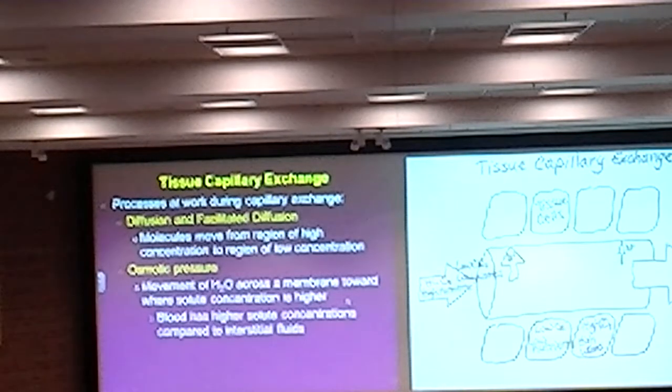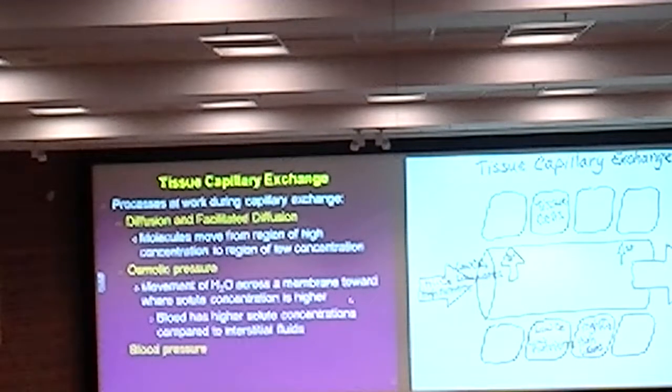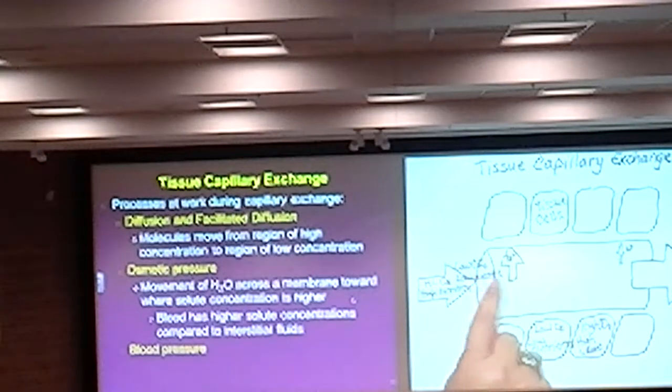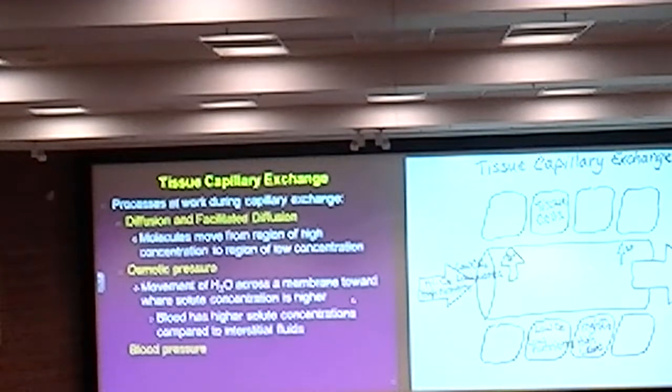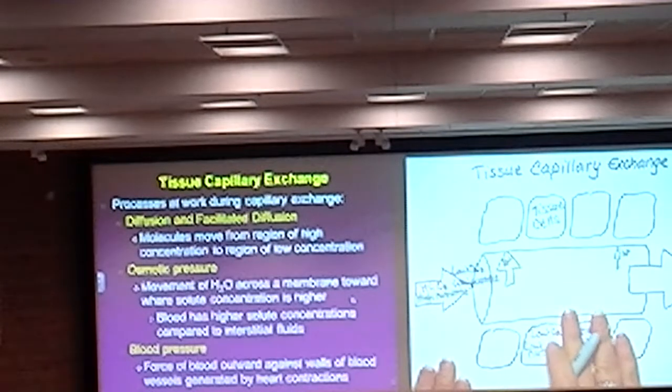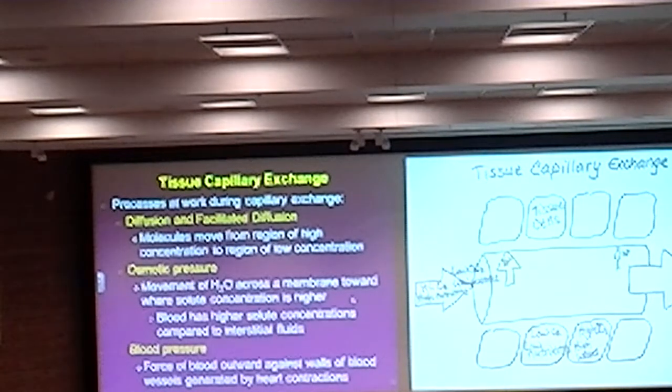Okay? Another force that can move things across membranes in the capillaries is blood pressure itself. We've got this blood pressure pushing the contents of the blood out against these porous capillary walls, and so some things can actually be pushed right out by the force of blood pressure itself. So blood pressure is this force of the blood outward against the walls of the blood vessels, mainly because of heart contractions. Ventricles squeeze, push blood out there, and it's being pushed against the walls. Okay? So I want to add one more thing to my picture here, and then we should be able to figure out everything that's going on.